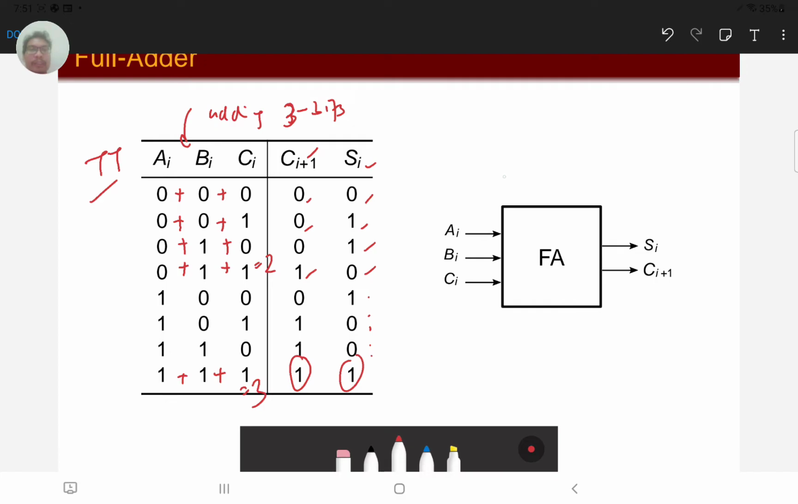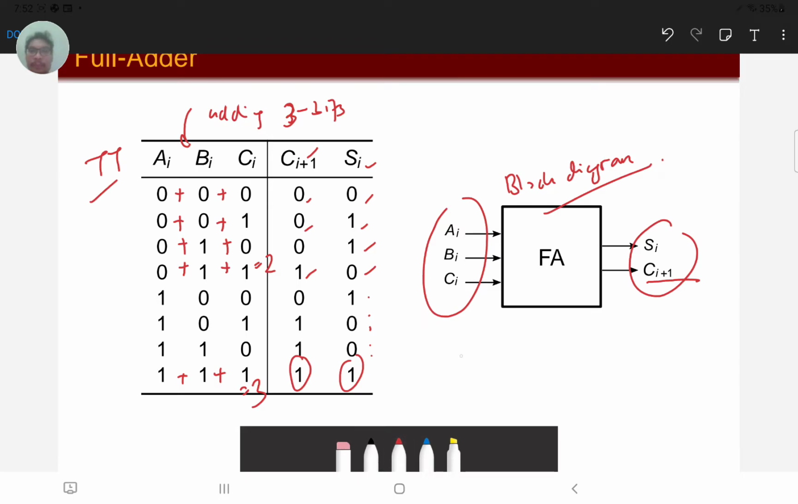So here is our block diagram of the full adder, where we have the inputs Ai, Bi, Ci, and the outputs Si, Ci plus 1. Ci plus 1 here corresponds to the carry for the next iteration.